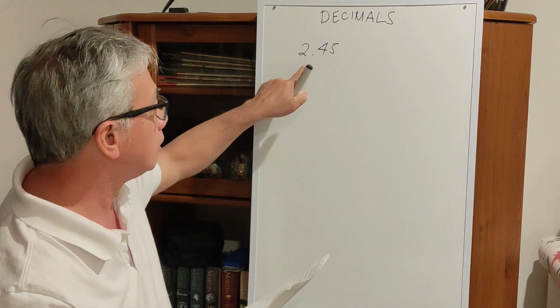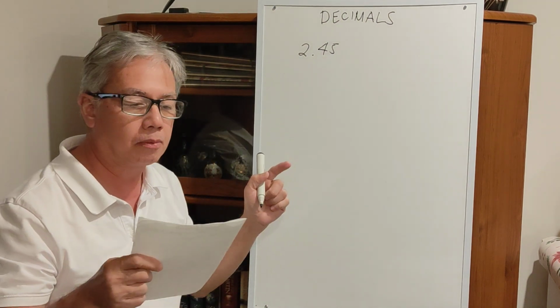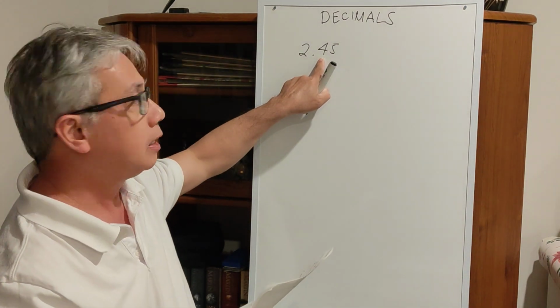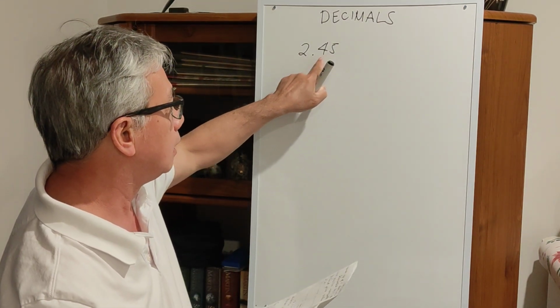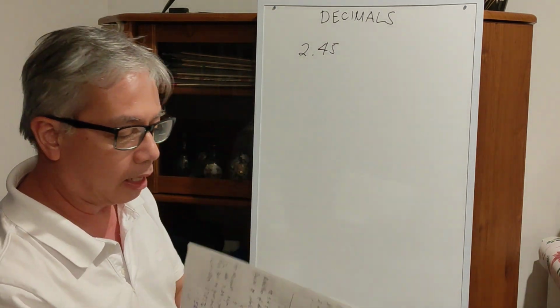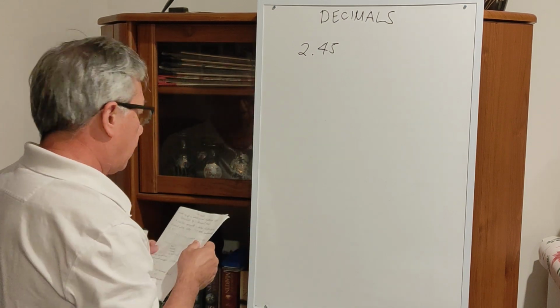So each position represents a certain fraction of a number. Like for this, 4 is actually 4 tenths. This is a tenths position, and this is a hundredths position. I would like to show you in graphical form.